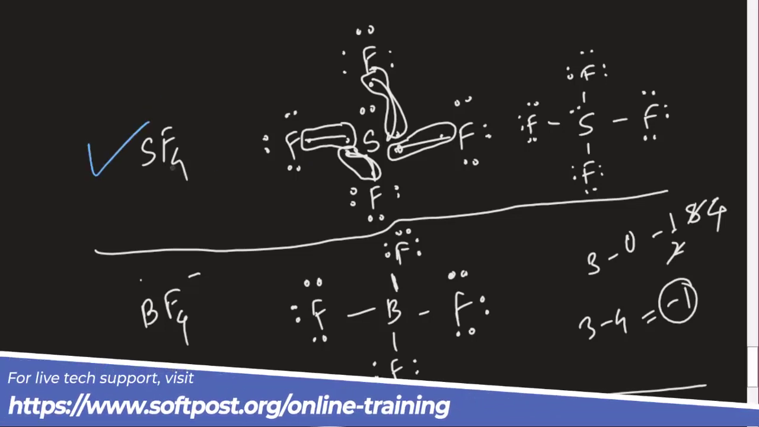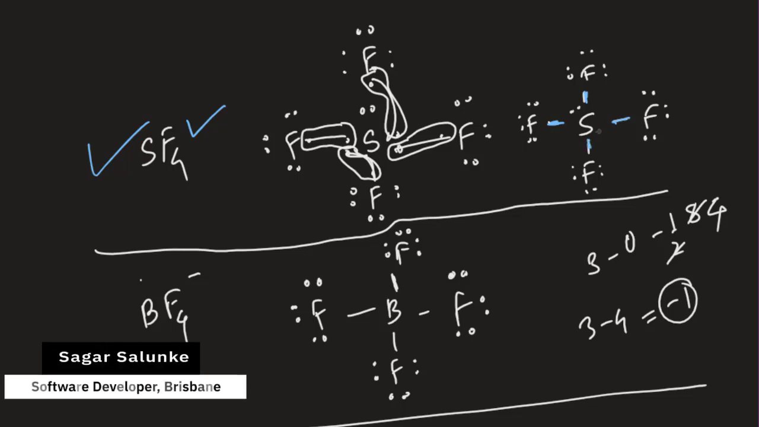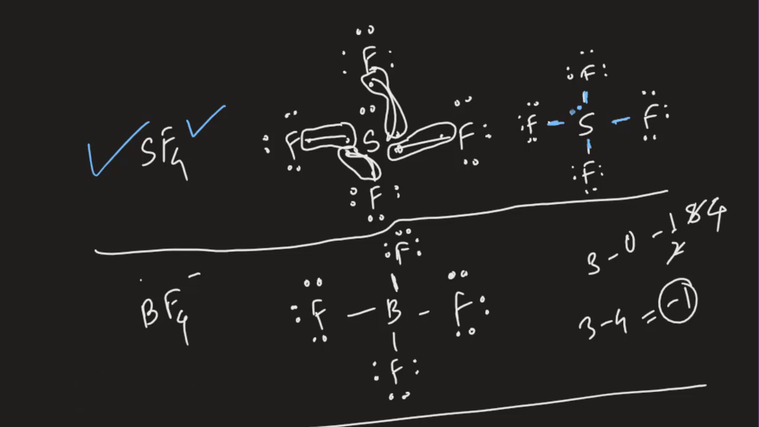So here we have got the sulfur at the center and there are 4 fluorine atoms surrounding this sulfur. Sulfur has 6 valence electrons, out of which 4 valence electrons are used to make the bonds with fluorine, and the remaining 2 electrons are shown here as a lone pair.